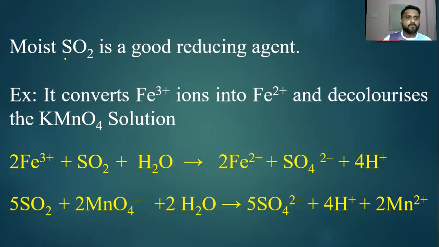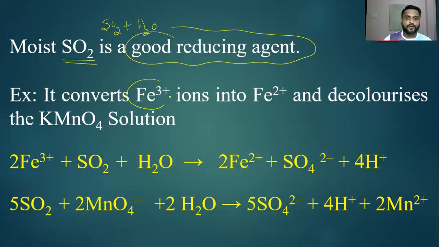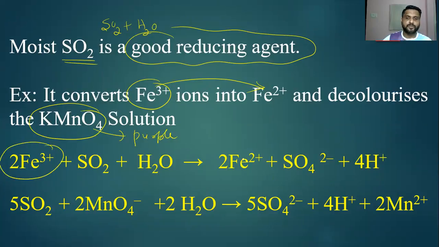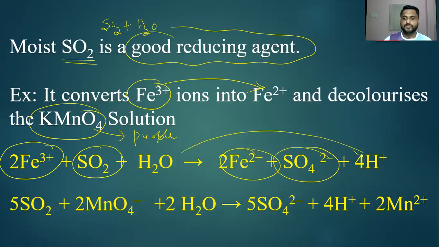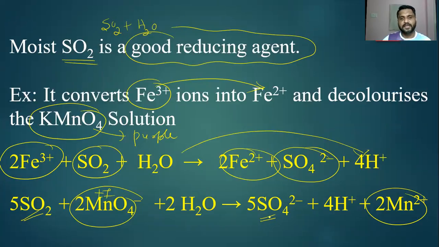Now, moist sulfur dioxide, a combination of sulfur dioxide along with moisture, is a very good reducing agent. It can reduce ferric to ferrous, and it will change the color of potassium permanganate, which is a somewhat purple color. See here, ferric becomes ferrous, sulfur dioxide becomes sulfate ion, and water becomes H+. Similarly, permanganate ion in the +7 state becomes manganese in the +2 state, and sulfur dioxide becomes sulfate ion. So these are all memory oriented. Remember them, read them again and again.